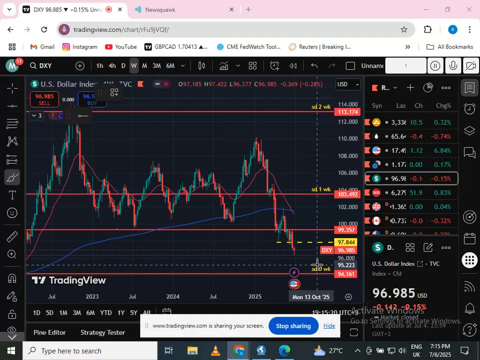In this weekly forex forecast, we're going to look at the US dollar index, the EURUSD, GBPUSD, WTI, or you can call it crude oil, and we're going to look at the USDZAR. You can call it the USD South African Rand.